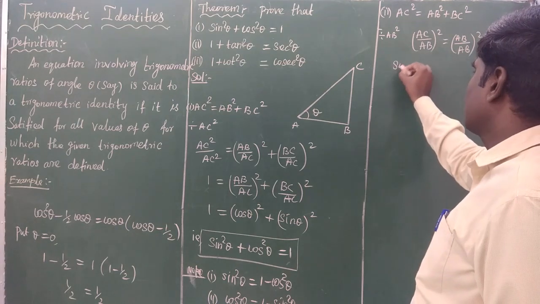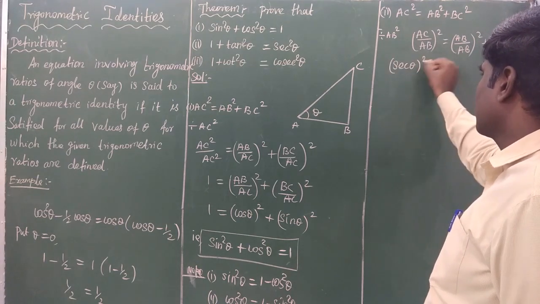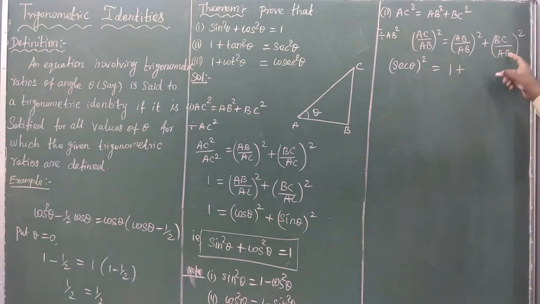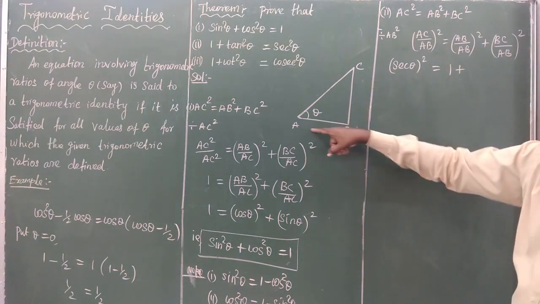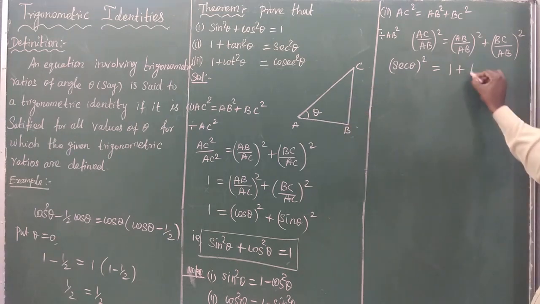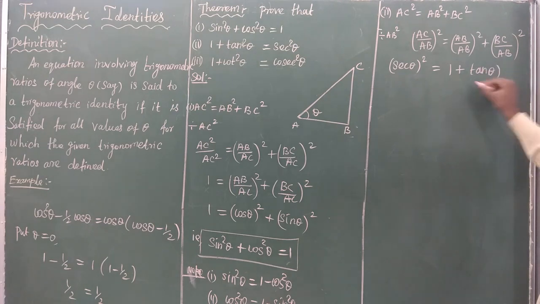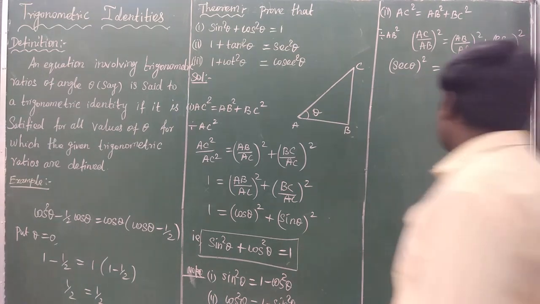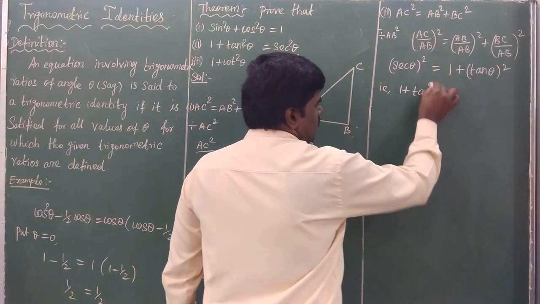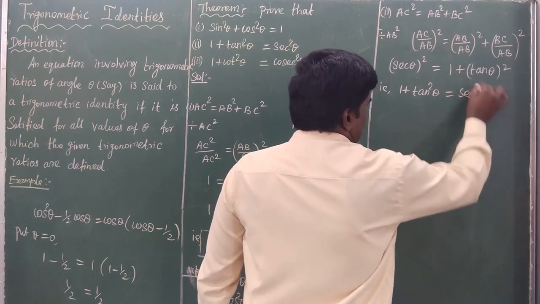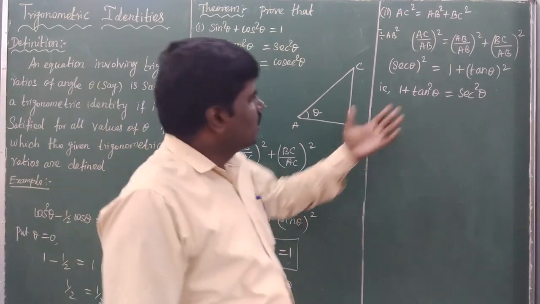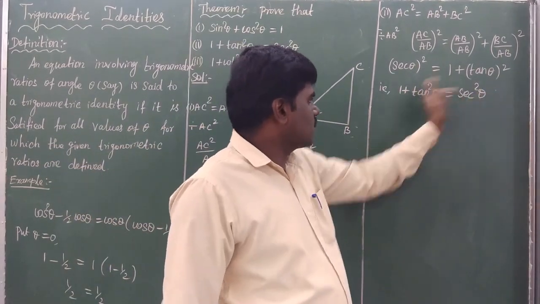So we get secant theta the whole square is equal to 1, since AB by AB cancels, plus BC by AB, which is opposite side by adjacent side, tan theta, the whole square. The conclusion is 1 plus tan square theta is equal to secant square theta. This is one form of the formula. From the same equation you can also rearrange by moving the 1.